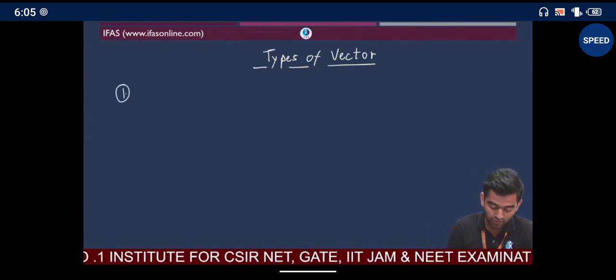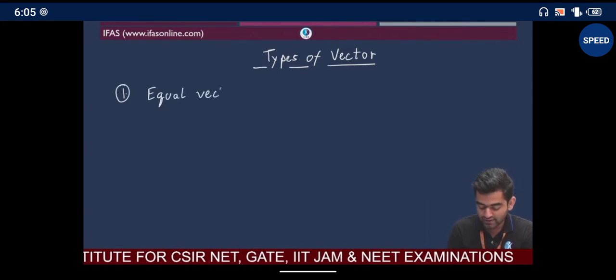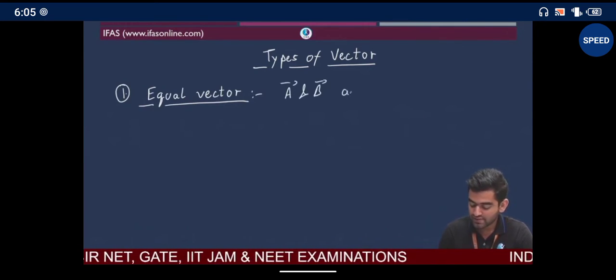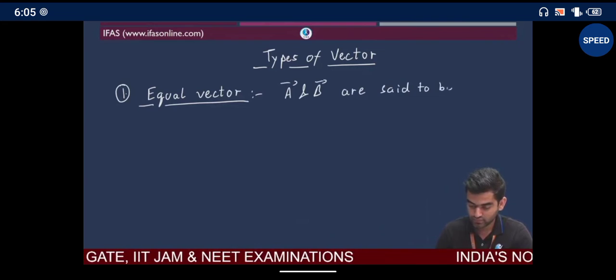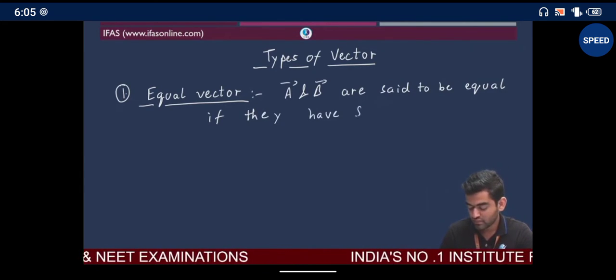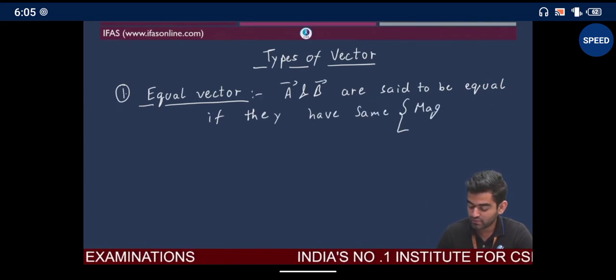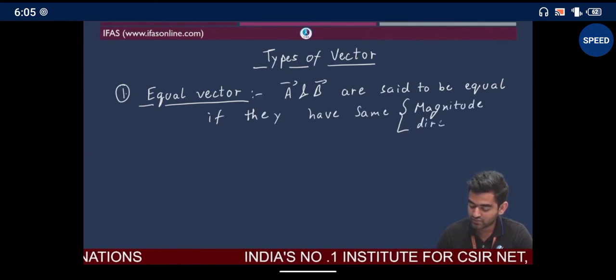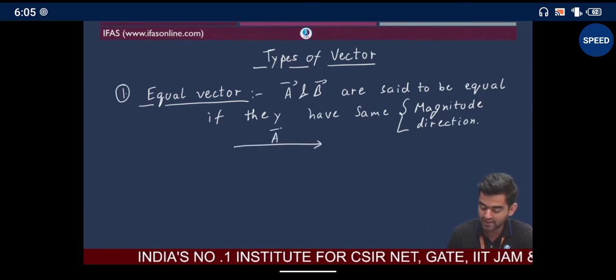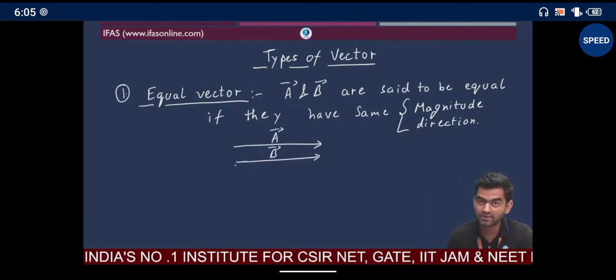The vectors I'm going to define here is equal vector. Now two vectors, let's say A and B, are said to be equal if they have same magnitude as well as the direction. If they have same magnitude as well as direction, then they are called equal vectors. They are represented in same direction and have the same magnitude. So their length is also same.